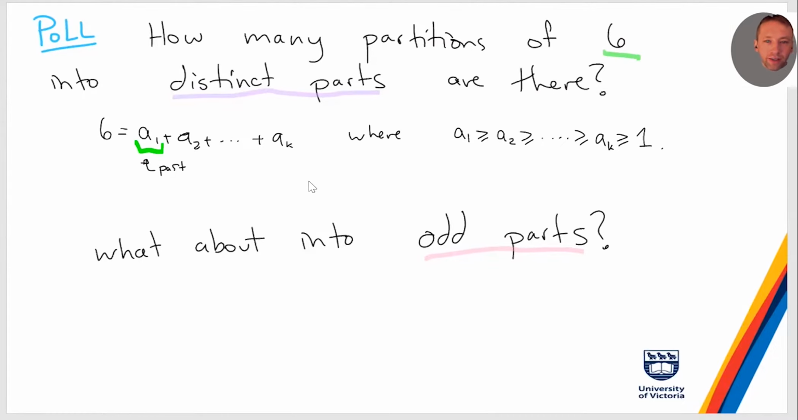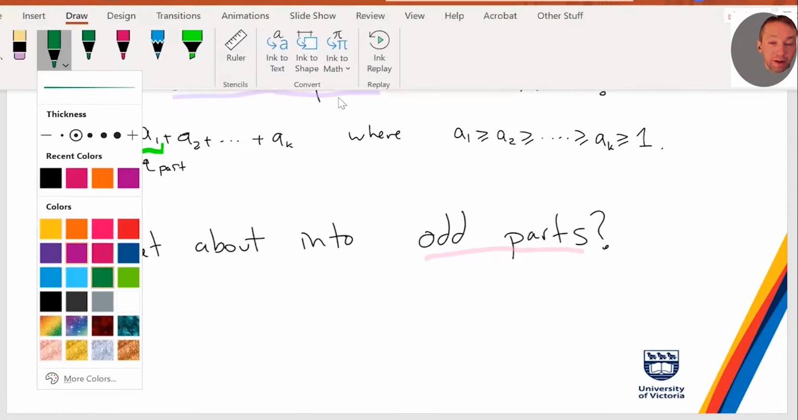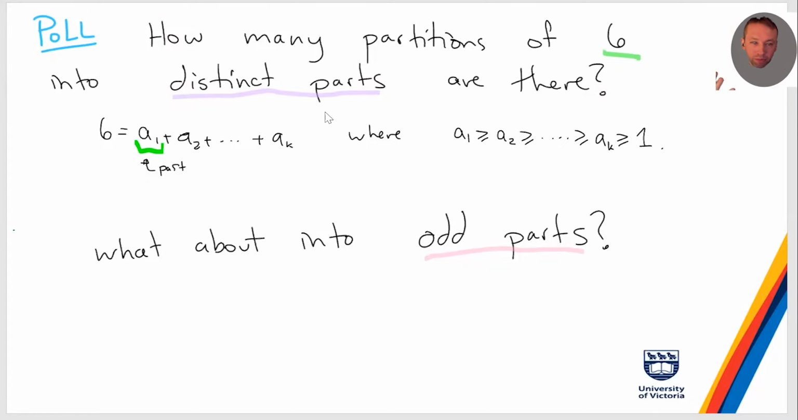So if we're trying to partition 6 into distinct parts, there are various different ways to do that. Here's the simplest way to start. By distinct parts, I just mean every 2 parts in the partition are different. Why don't we just start writing all the partitions and see what happens?